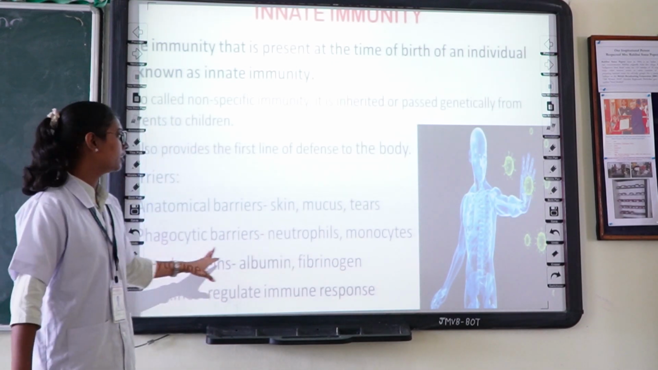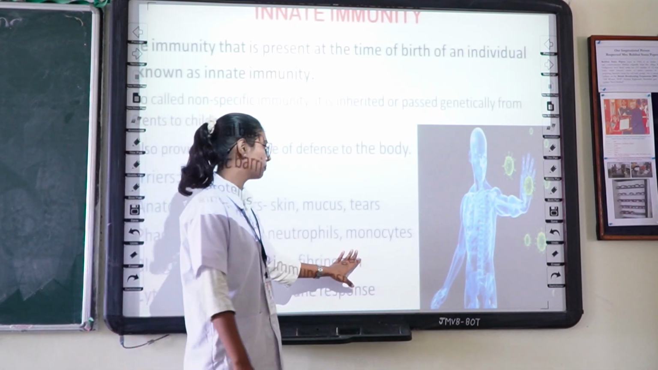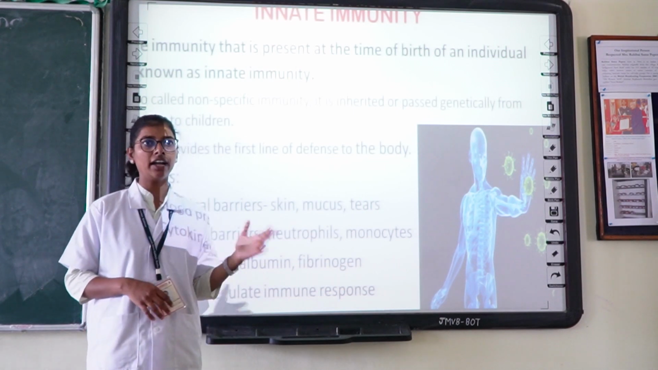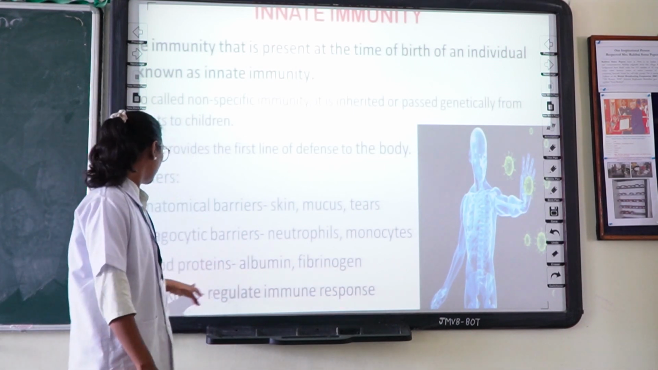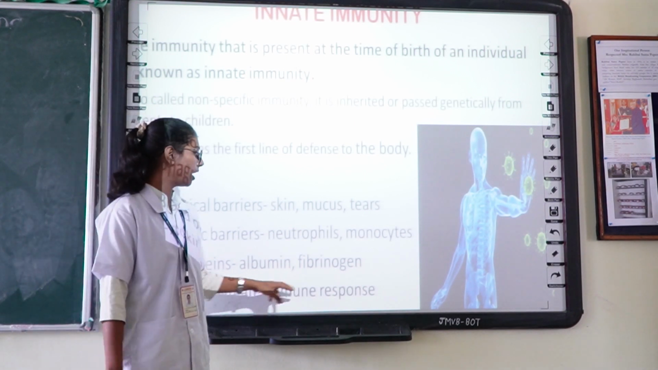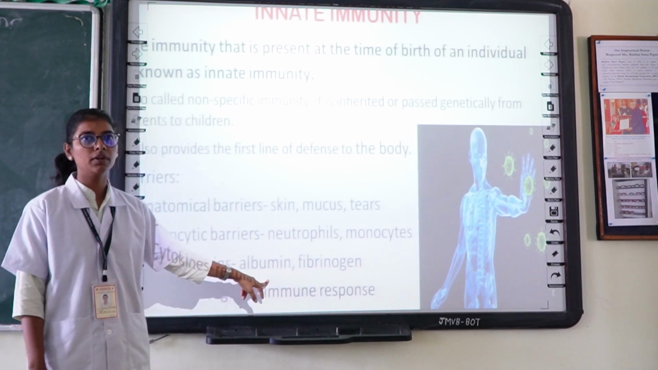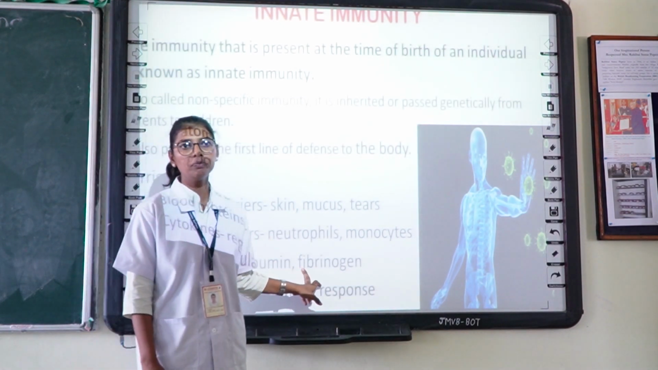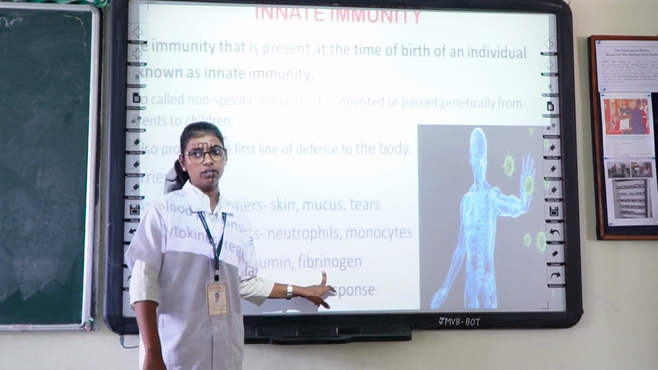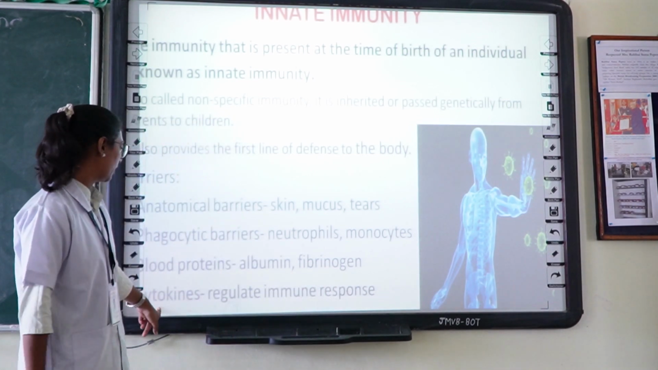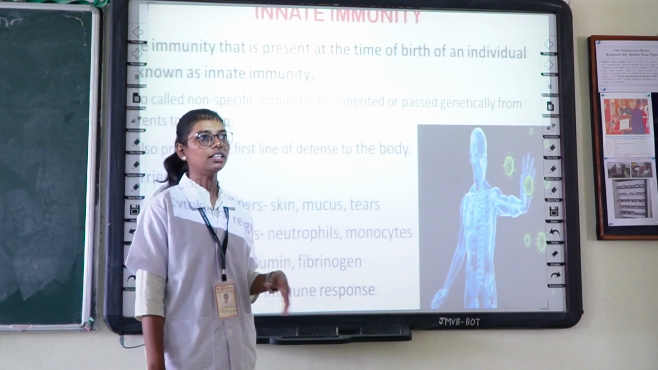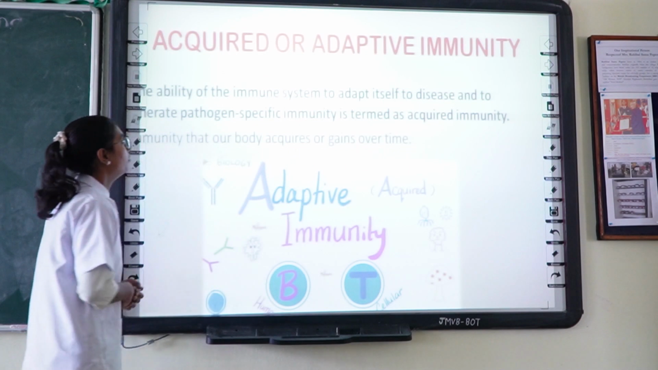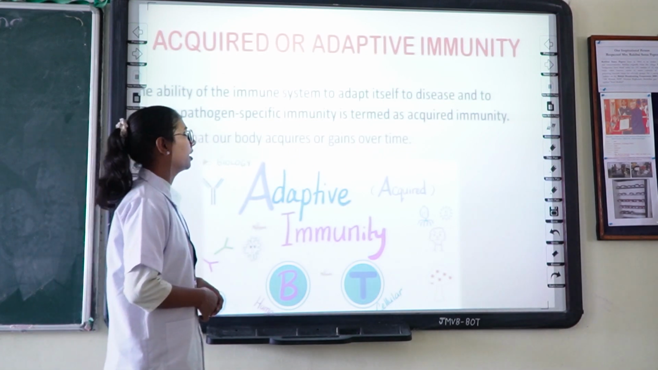Later, phagocytic barriers include the neutrophils and monocytes, which protect when the antigen or bacteria inside the body is at a higher stage. Later, blood proteins are albumin and fibrinogen, where albumin helps the blood cells stop the leakage from the blood vessels, and fibrinogen is the clotting factor of the blood. Later, we will see the cytokines. Cytokines regulate our immune system. Next slide.